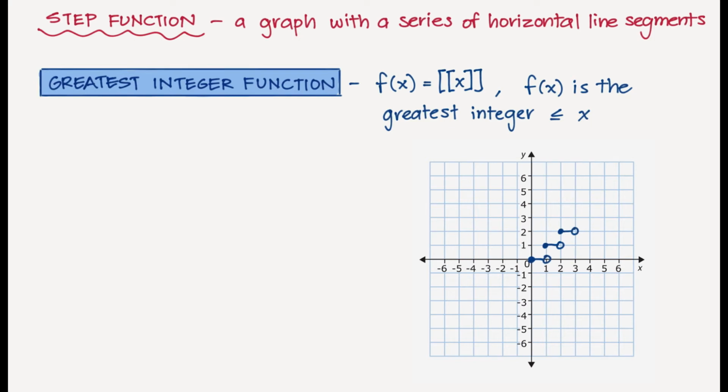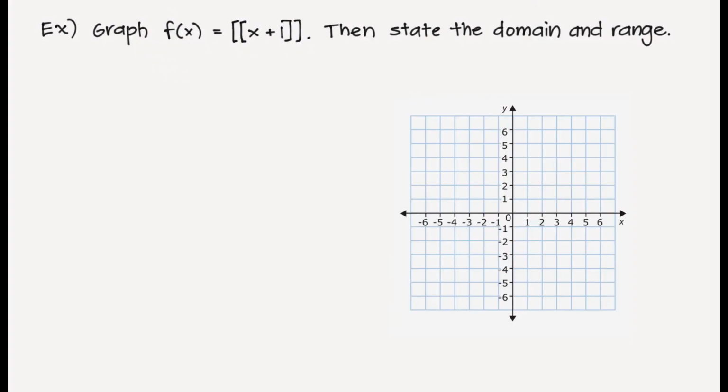And so I'm going to just draw it for you right here. And as you can tell, it looks like this series of steps where it is starting at one point and then it's leading off to a circle on the right-hand side. So let me go ahead and show you an example. We're going to graph the function with the double brackets of x plus 1. And then we're going to state the domain and the range.